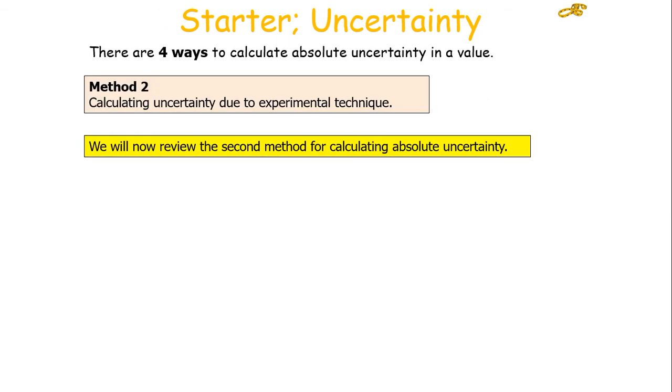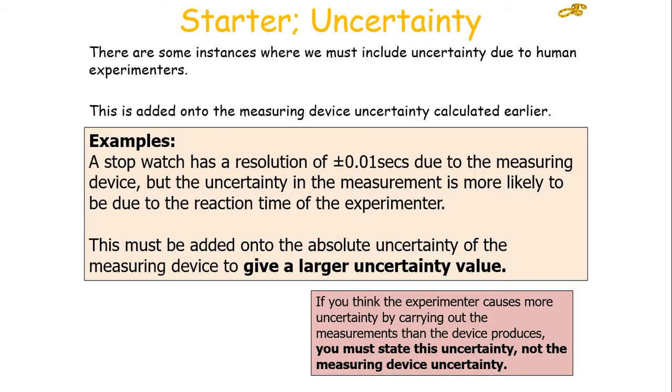Now, the second method to calculate absolute uncertainty is calculating the uncertainty due to experimental technique. So let's have a look at that particular methodology. This is where you've got to include some uncertainty due to the experimental technique or the human experimenter. This should be added on to the measuring device uncertainty you calculated previously.